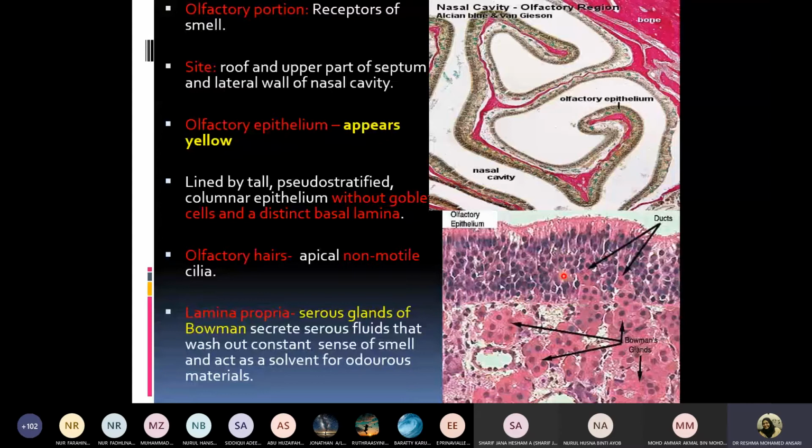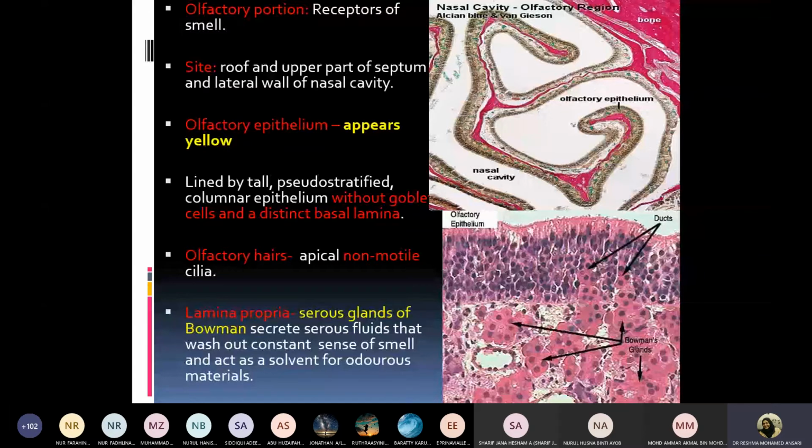And why doesn't it have a good basal lamina? It should have a good basal membrane, right? Or basement membrane. Why doesn't it have a good basement membrane? What is the function of this? It takes in the sensation and it has to pass through the bone to reach the brain. So it doesn't require a basal lamina because all the cells are nothing but neurons. They will be connected to their cell bodies and then take the sensation. I will show the next slide why it does not have a basal lamina.